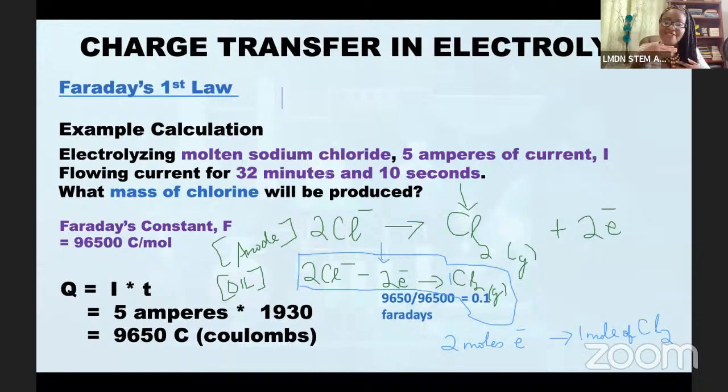So if we only have 0.1 moles of electrons that we can move, that means that we're going to get 0.1 divided by 2 moles of chlorine molecule. So how much is that? That's 0.05, right? That's 0.05 moles of Cl2. Does everybody follow that?